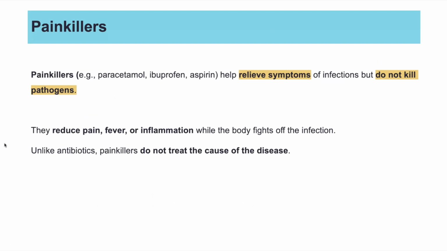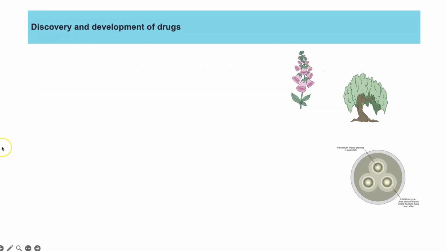So paracetamol, ibuprofen, aspirin, you might be familiar with. And these do not kill the pathogen. So they're not going to cure any illnesses, but what they do is relieve symptoms, as the name suggests. They kill pain. So not only can they reduce pain, but some painkillers also bring down a temperature, so if you've got a fever, and some of them also reduce swelling, so inflammation in the body. Unlike antibiotics, though, painkillers do not treat the cause of the disease.